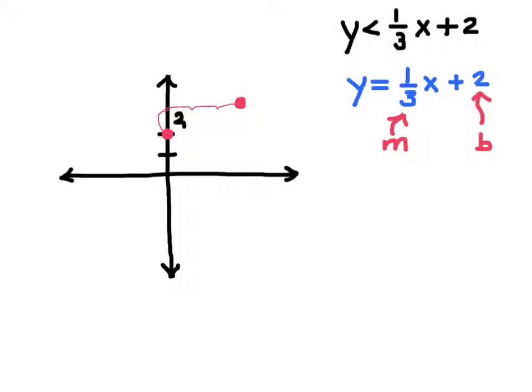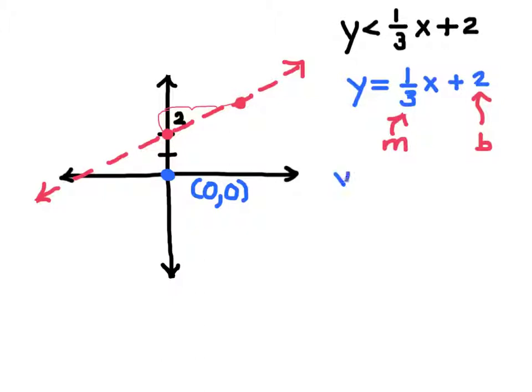Now remember, y is not equal to this line. So when we draw this line, it's a boundary, so we have to make a dashed line. We have to draw a dashed line that's going to connect these two points. So here's our boundary line. Now we have to check the origin. Does the origin satisfy this inequality? The origin is 0, 0.